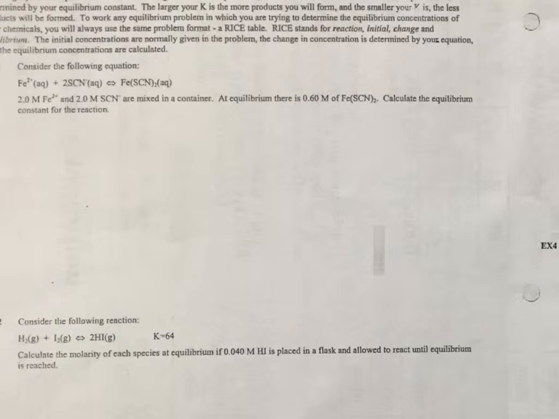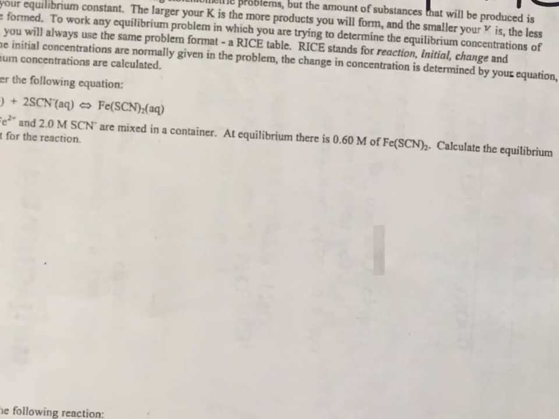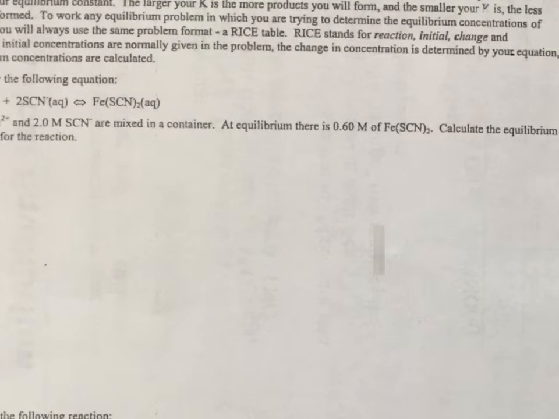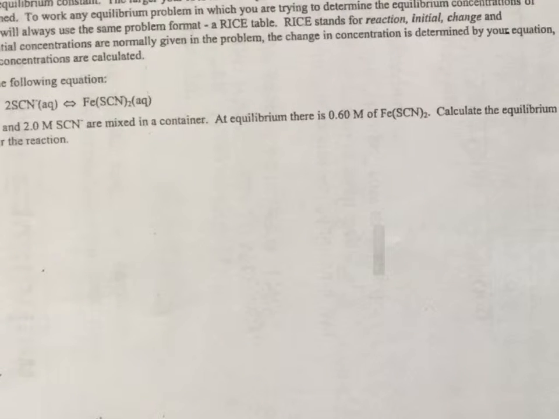All right, and it says that we have 2 molar iron and 2 molar thiocyanate mixed in a container. At equilibrium, there is 0.6 of the iron thiocyanate. Calculate your equilibrium constant. So in the end, we are looking for who? What is our final goal in this question? Calculate, yeah, so we're going to calculate K, right? So what do you think I'm going to have you write before we even start moving through this problem? The formula, yeah, the K expression, right?